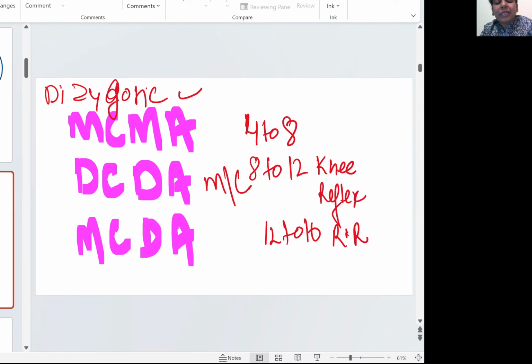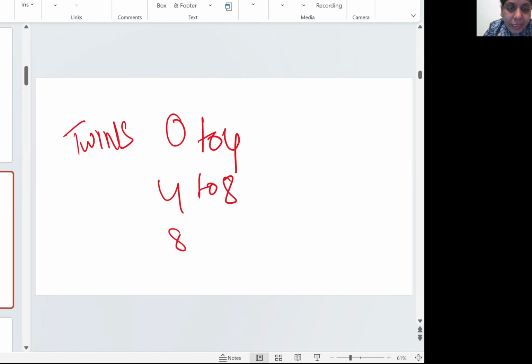But in twins, we have to start from 0 to 4, 4 to 8, 8 to 12 and more than 12. In preeclampsia, we have started from 4 to 8, 8 to 12, 12 to 16 and more than 16. Is it okay?